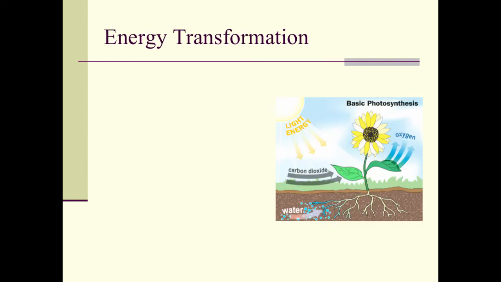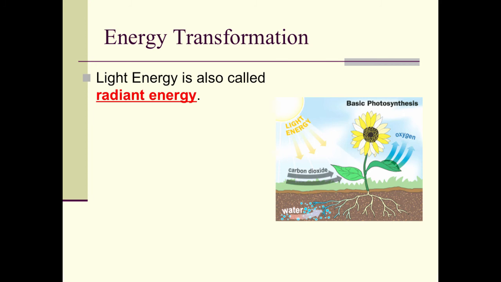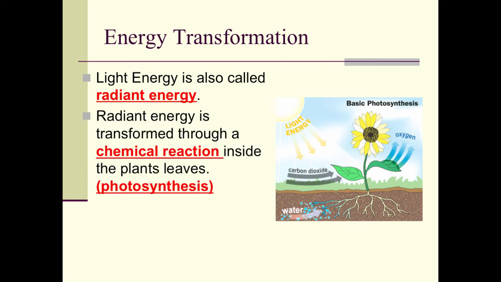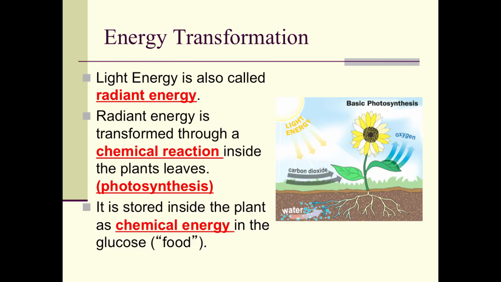So energy transformation. Let's review a little bit from 6th grade. Light energy is also called radiant energy. And radiant energy is transformed into chemical energy, which is found inside the plants through photosynthesis. And it is stored inside the plant as a chemical energy in the form of glucose, which is their food. And it's also your food too. The whole reason you eat a salad is to get glucose, or to eat a steak, which is eating a cow that ate the grass to get glucose.